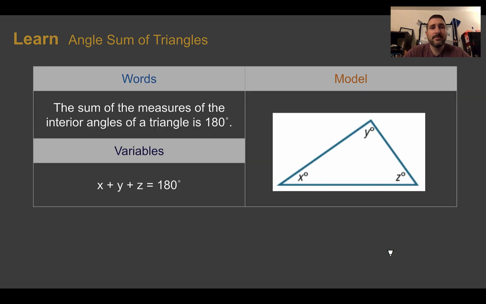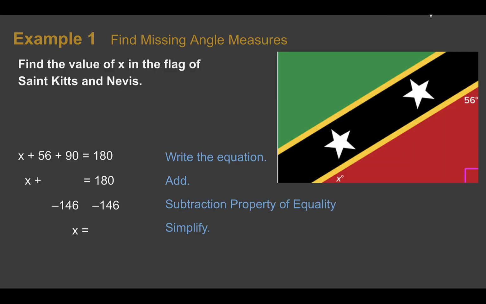So our key concept here for angle sums of triangles, in words: the sum of the measures of the interior angles is 180 degrees. In variables, we would say that the interior angles X, Y, and Z add up to make 180 degrees. And we can see with our model, the angles X, Y, and Z are the interior angles.